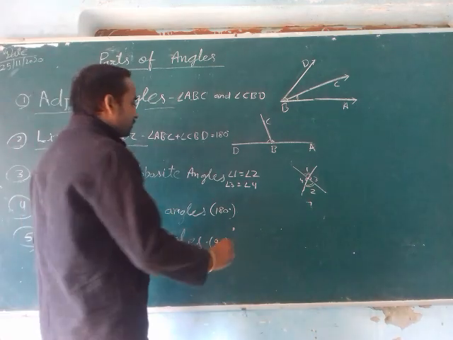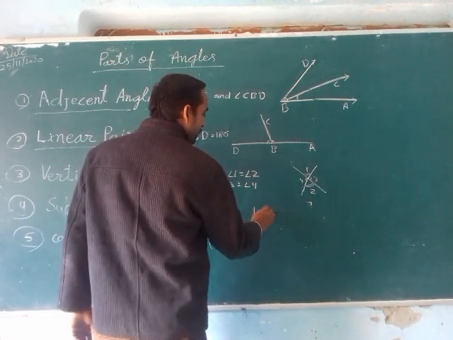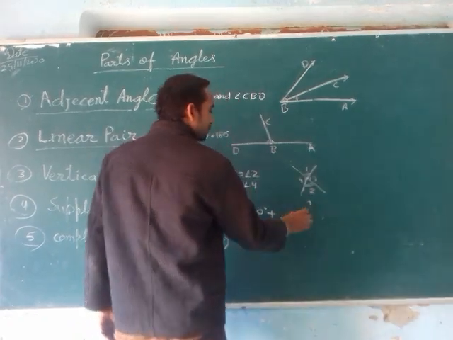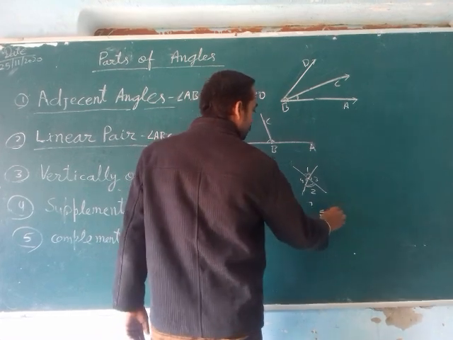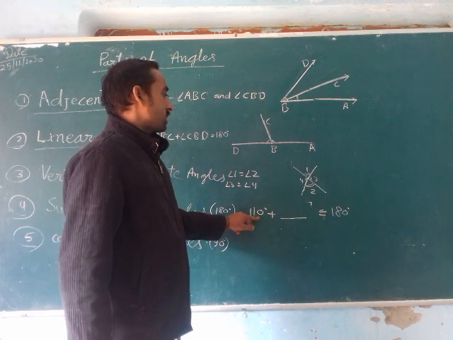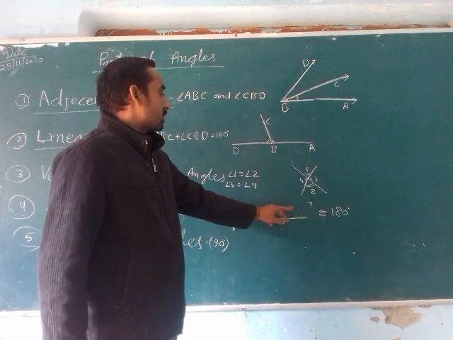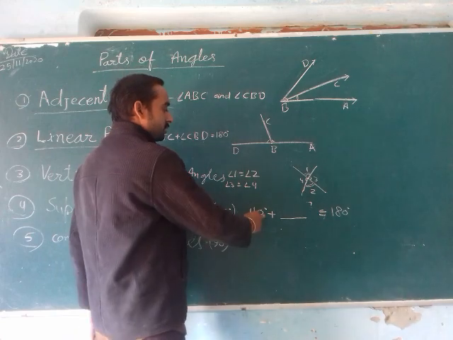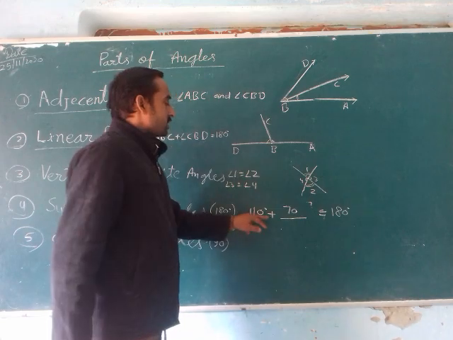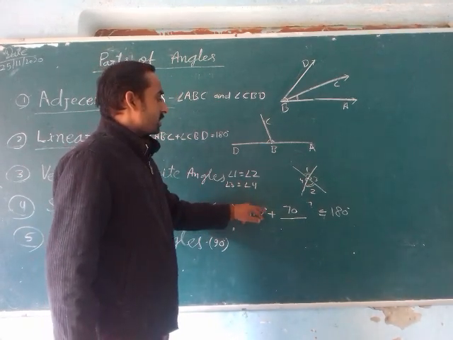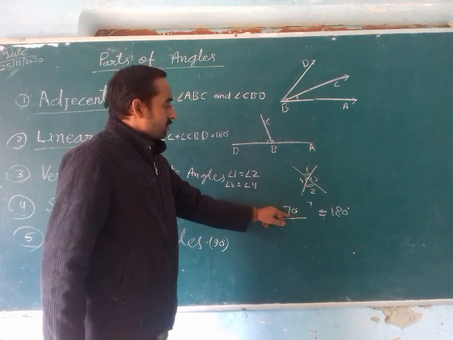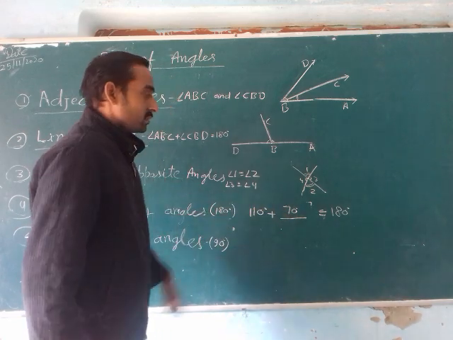Supplementary angles: when two angles, like 110 degrees plus some angle, add up to 180 degrees, that angle will be the supplementary of 110. To find it, we can write 70 degrees. 70 plus 110 will be 180. So the supplementary angle of 110 degrees is 70 degrees, or the supplementary angle of 70 degrees is 110 degrees.